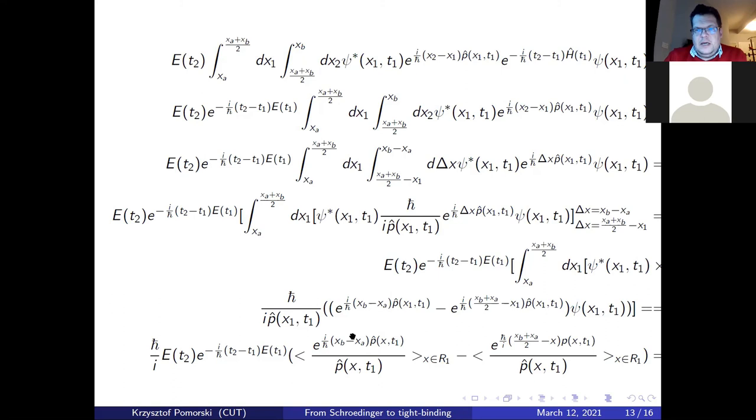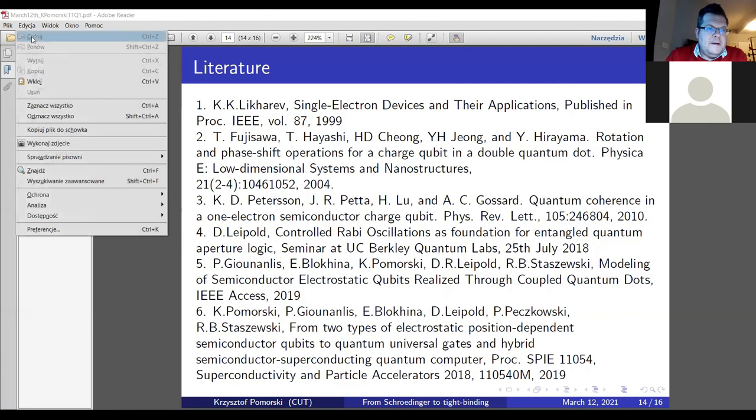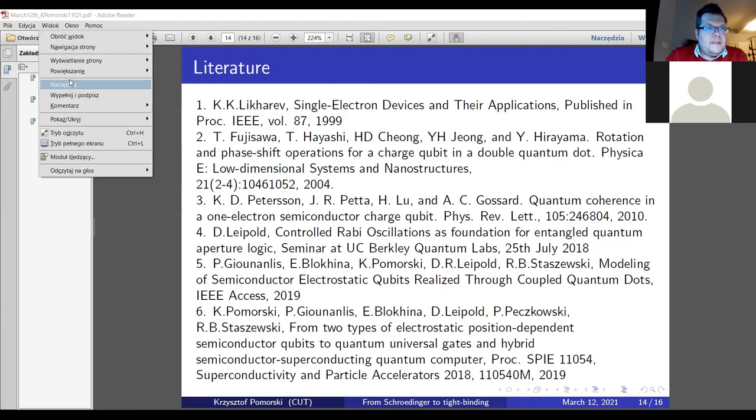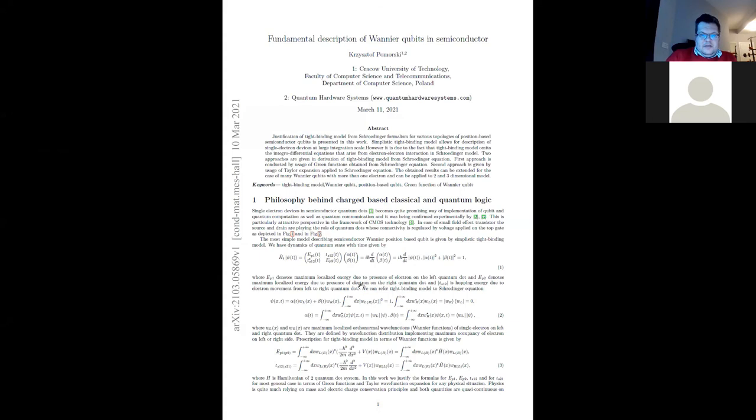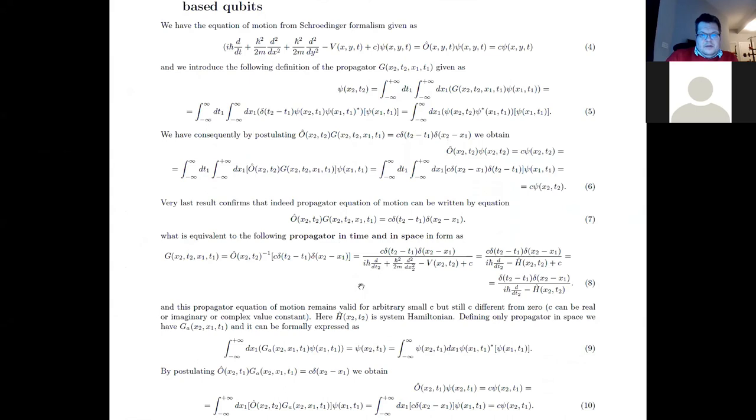And yes, I will switch just for a very short time to my archive paper that is unfortunately a bit lengthy. Right, so this is this paper. I already described, perhaps it's all right, this philosophy of Wannier functions. So this is a bit more complicated.